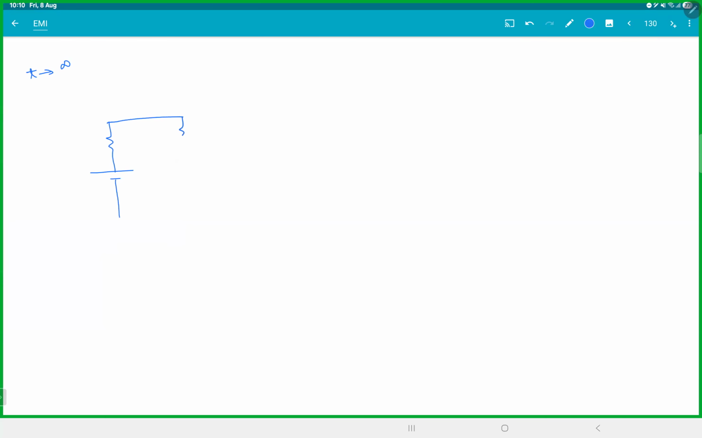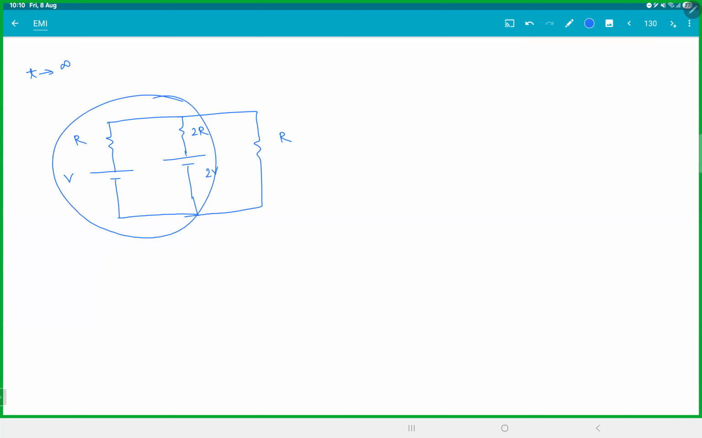The circuit will look like this. Some people will think we can use V equivalent and do it. Not a bad idea, but the problem is when you take V equivalent, this will become one battery. You will get current in this branch. But the question wants current in this branch. So you can go with Kirchhoff's loop law or you can go with the junction law.